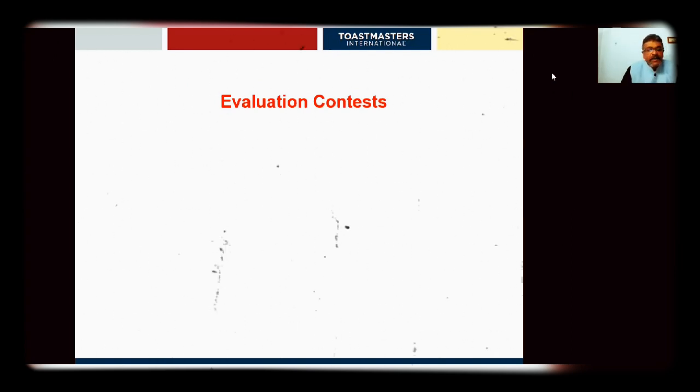Now, coming to evaluation contests. While conducting an evaluation contest, arrange a method for contestants to leave the main meeting room to an online location where they can be monitored until it is their turn to speak on stage. Some online platforms will allow you to set up breakout rooms. Zoom is a good example.